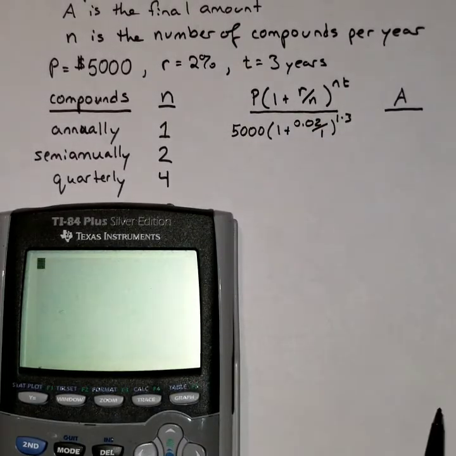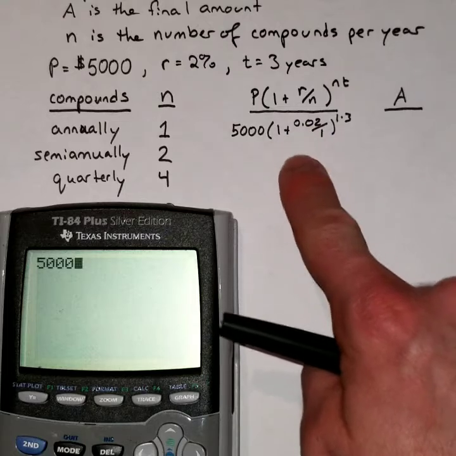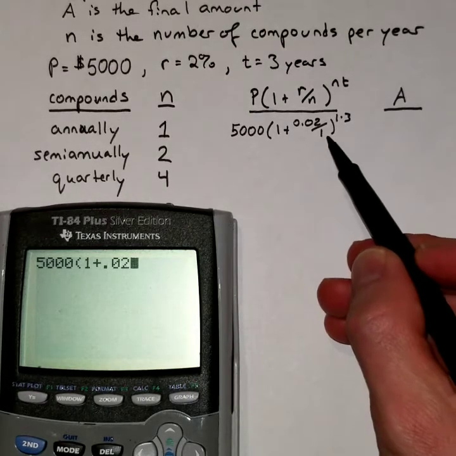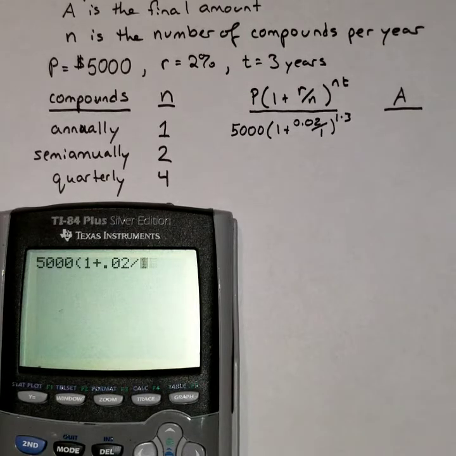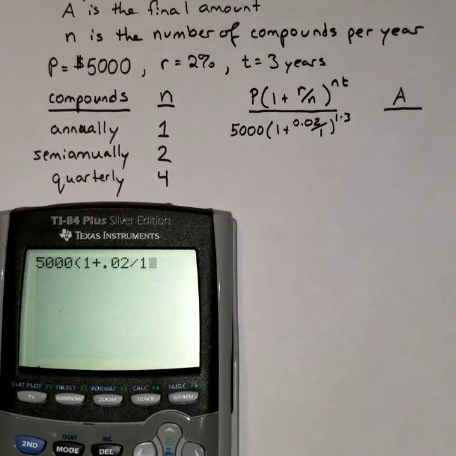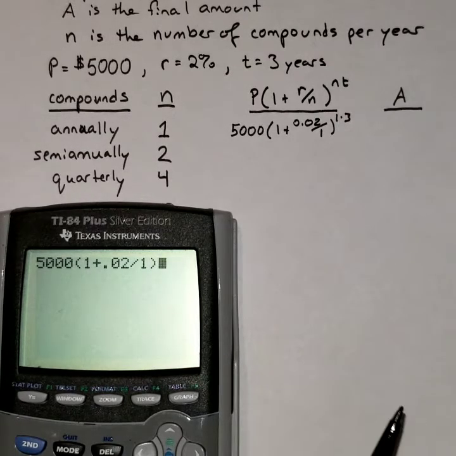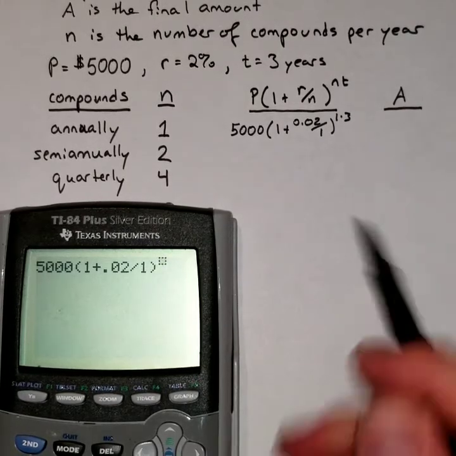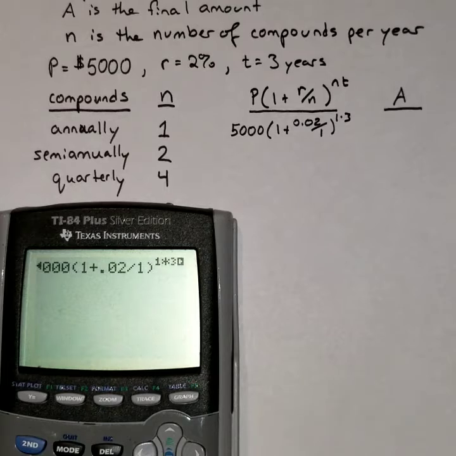Now, on our calculator, when we plug this in, start with the 5,000. Now the base here is all the stuff in parentheses. So we're going to put a parenthesis, a 1 plus 0.02. Now generally you would want to divide by 1 here. So I'm going to go ahead and do that, even though you don't have to. I'm just going to type it in so you can see what it looks like on the calculator. Then you're going to raise to a power, and I'm going to make that power 1 times 3 again, just so you can see what's going on.